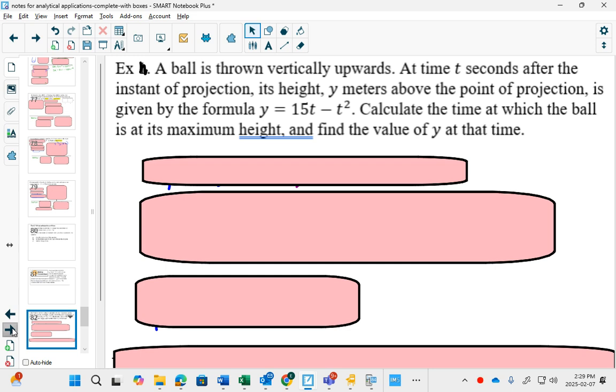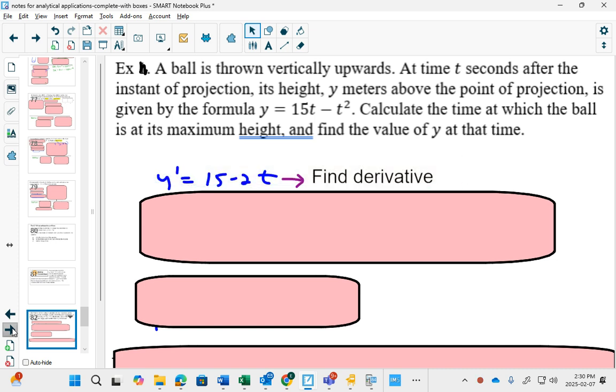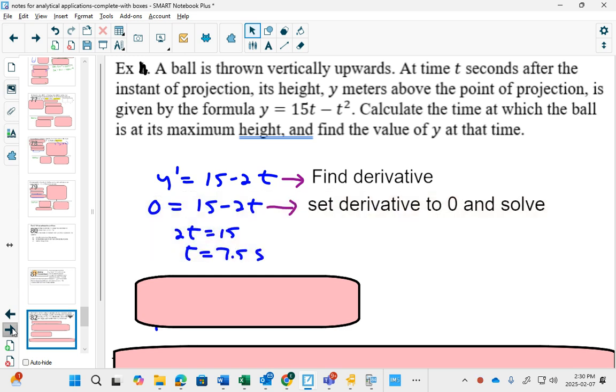So, a ball is thrown vertically upwards at time t. Its height is given by this formula. And you see that this is a parabola that opens down. And because of that, it's going to have a maximum height. In grade 11, you would have needed to complete the square. But now that we have calculus, we just need to find the derivative and set it equal to 0. Not hard at all.